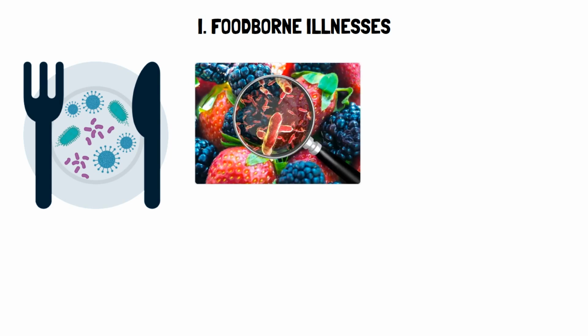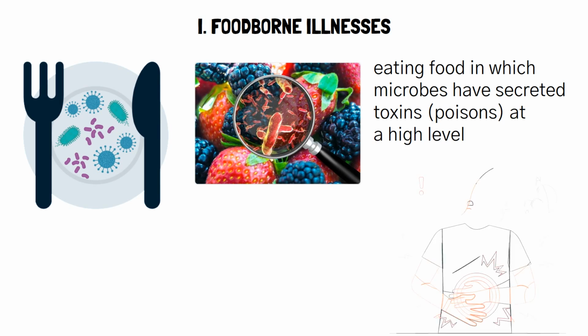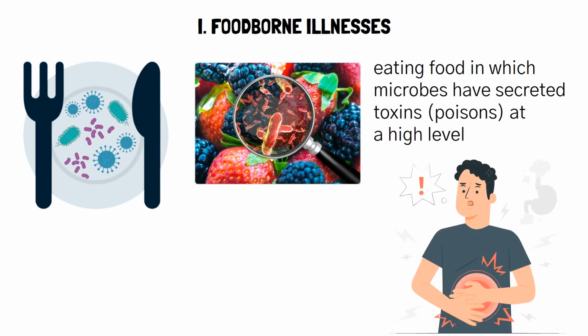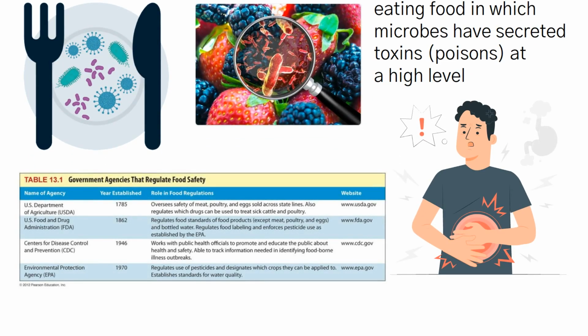substances. Food intoxications can result from eating food in which microbes have secreted toxins, poisons, at a high level. Each year, millions of people worldwide suffer from foodborne illnesses, resulting in significant morbidity, economic losses, and, in severe cases, death. Due to its importance, multiple government agencies are involved in ensuring the safety and quality of the food supply. A summary of those groups is listed in the following table.